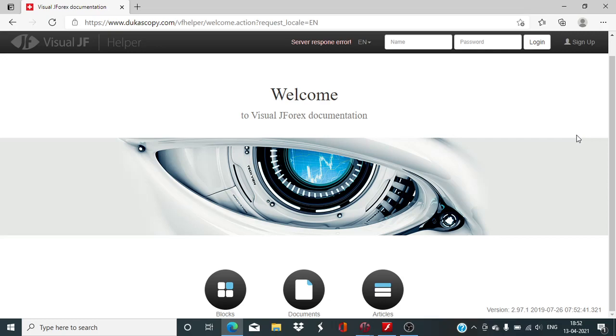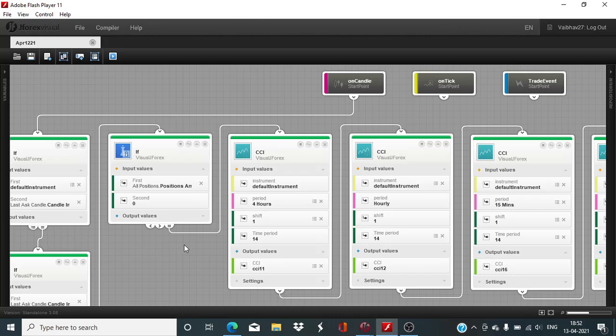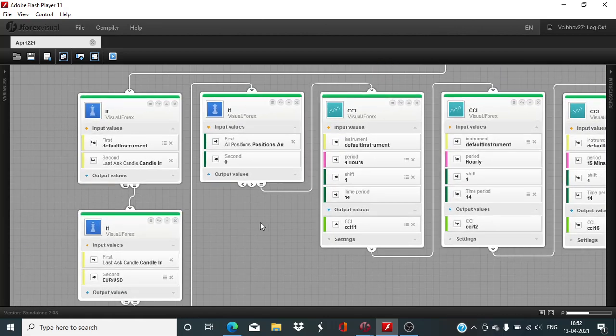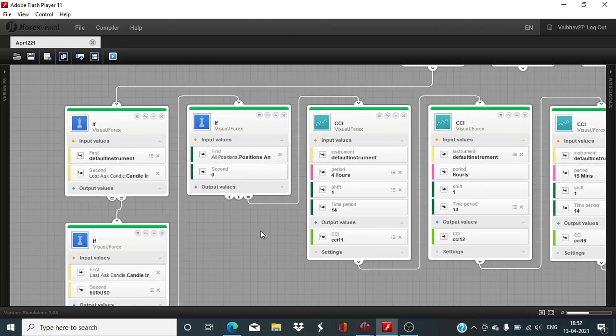Today's session of Visual JForex, we will be continuing to work with the commodity channel index, the CCI indicator. On the Visual JForex board, we will see how we can efficiently design the algorithm for trading on our behalf. So this is the setup so far.